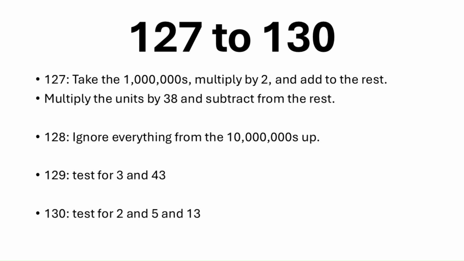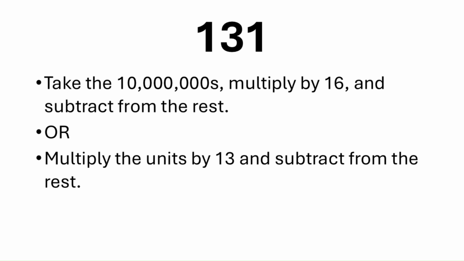127, take the 1 millions, multiply by 2, and add to the rest. Multiply the units by 38 and subtract from the rest. 128, ignore everything from the 10 millions up. 129, test for 3 and 43. 130, test for 2 and 5 and 13. 131, take the 10 millions, multiply by 16, and subtract from the rest.